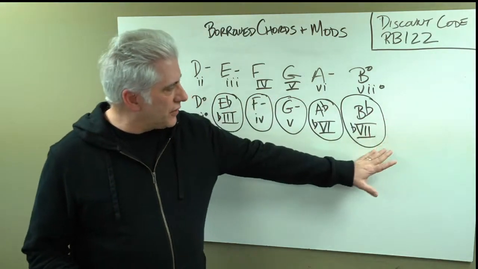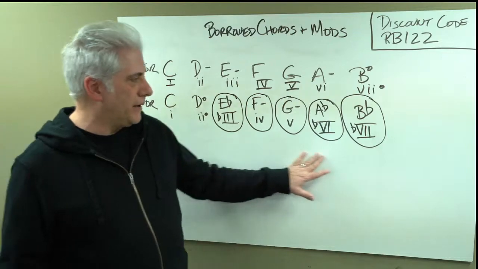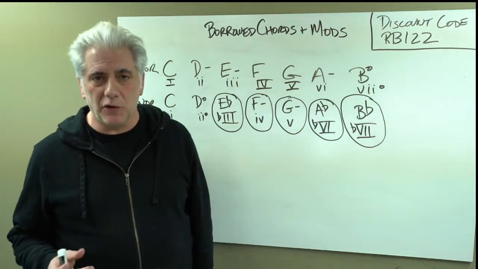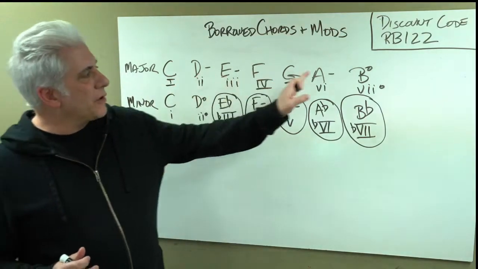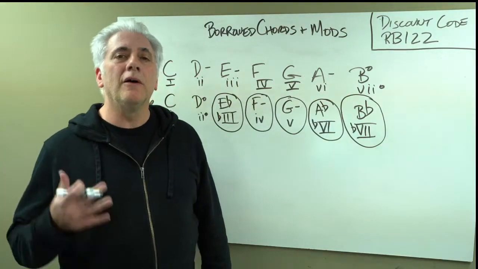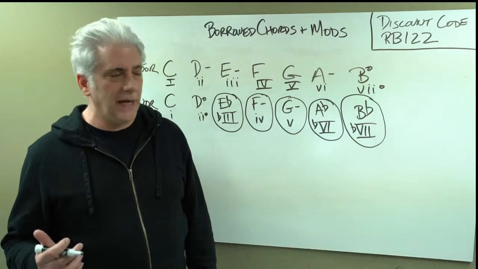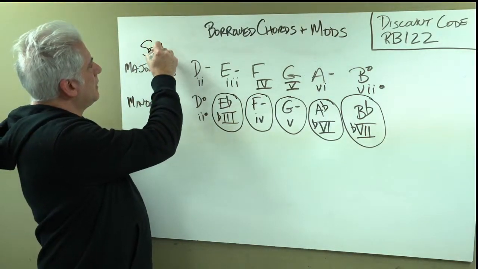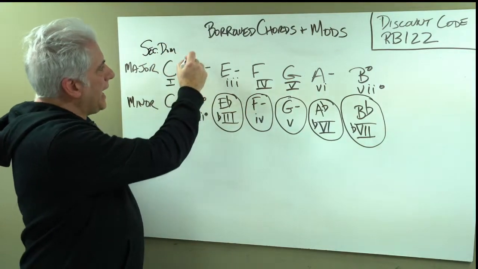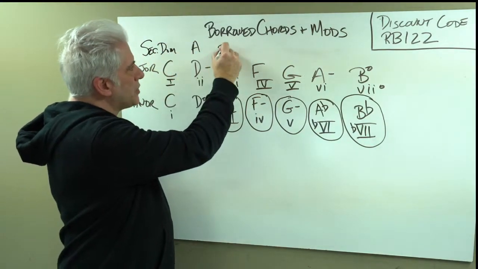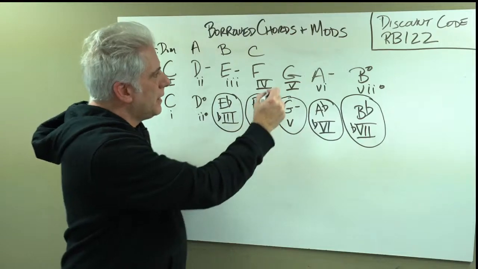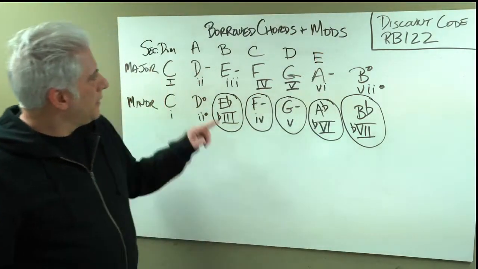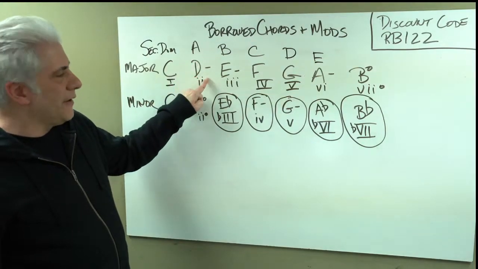Now, in addition to these chords from the parallel minor, right, these borrowed chords, we also have what we call secondary dominant chords. These are dominant chords related to 4 of the chords from the major scale. The secondary dominant chords would be A major, B major, C major, D major, and E major. These are the 5 chords of each of these chords.